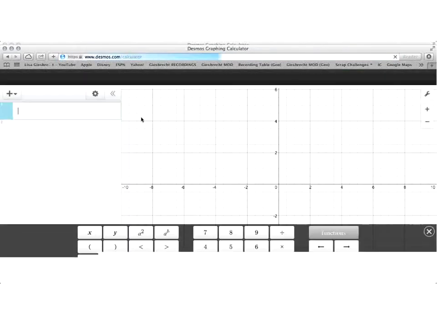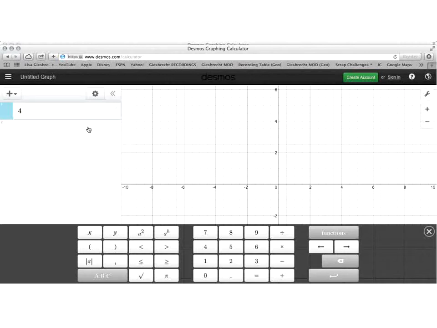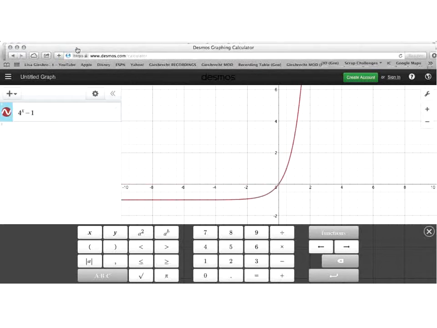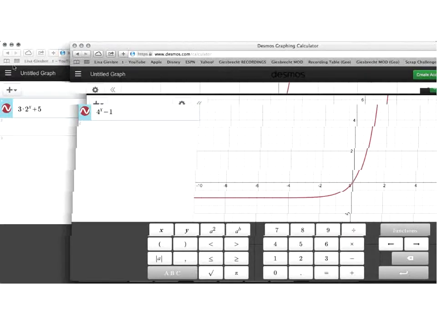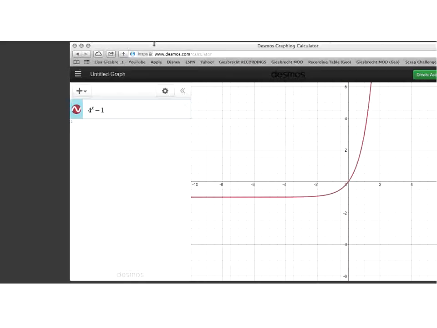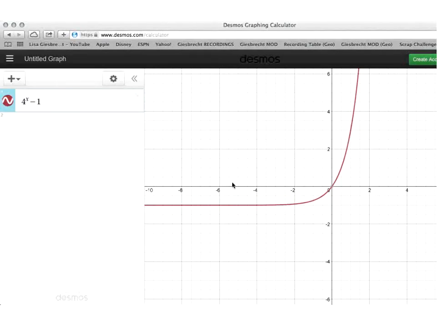Okay, and at Desmos.com, we are wanting to graph 4 to the x minus 1. Carly, if you're able to see my screen, my Desmos screen, can you give me a smiley face? All right, fabulous. Okay, so here's 4 to the x minus 1.